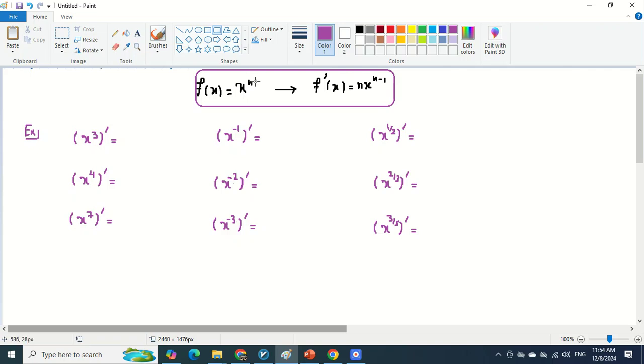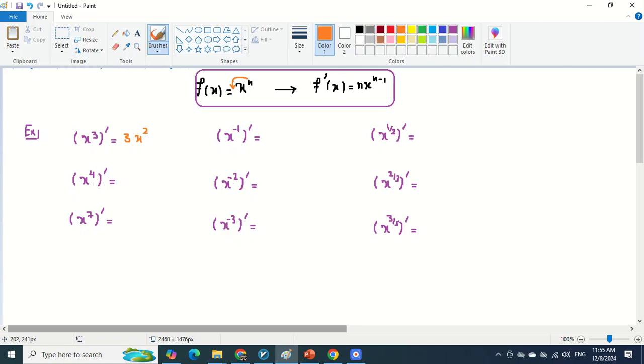Meaning that the number n is coming down and is coming close to the number x, and we subtract 1 from that exponent as well to evaluate the derivative. Let us calculate the derivative of x cubed. If I have x cubed and we want to calculate its derivative, then that number 3 is coming down. I have 3 times x to the power of, right now 3 is an exponent, I should subtract 1, then it's going to be a square. So we have 3x squared.